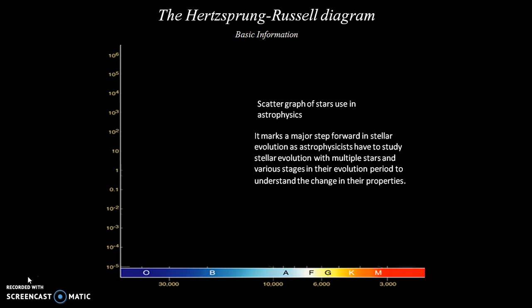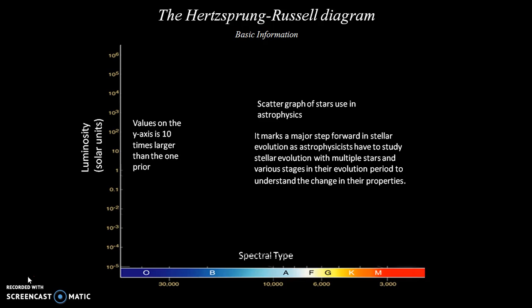The vertical axis of the HR diagram is the star's luminosity. It is given in units of the Sun's luminosity. Since there is a wide range of luminosity, we keep the graph compressed by making the scale increase by powers of 10. The horizontal axis of the diagram represents the star's effective surface temperature and spectral type. Stars with higher temperature are on the left side of the diagram. Stars with lower temperature are on the right.